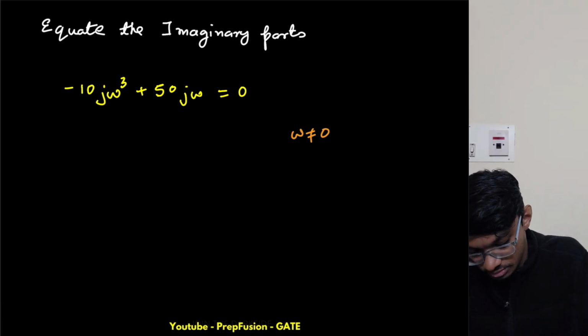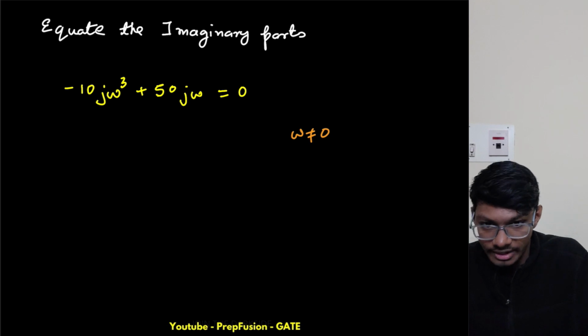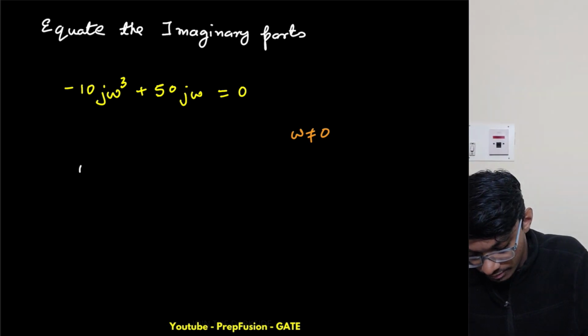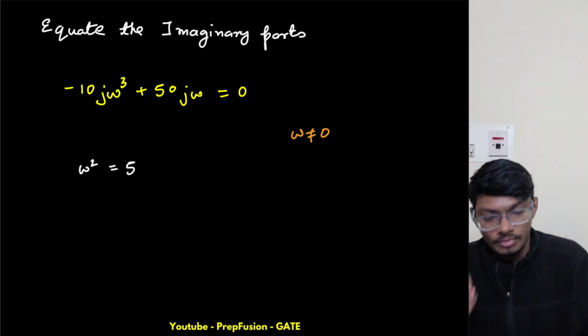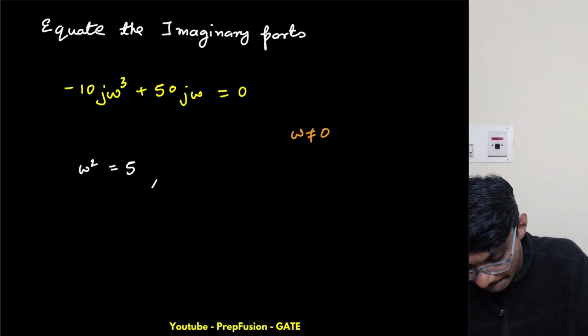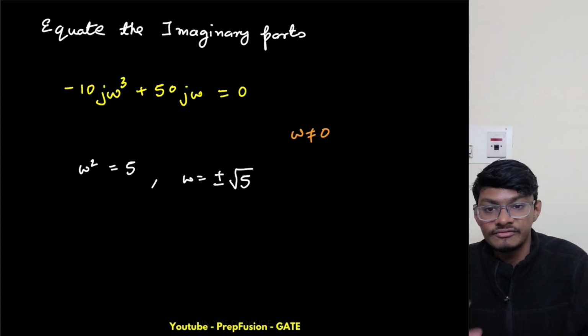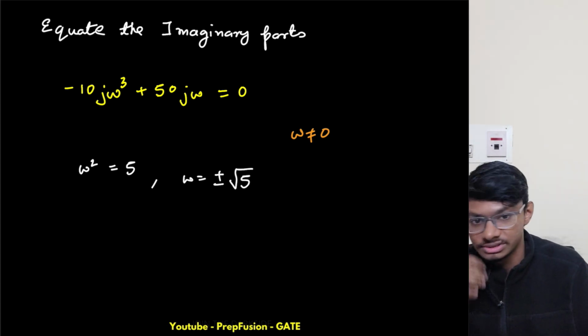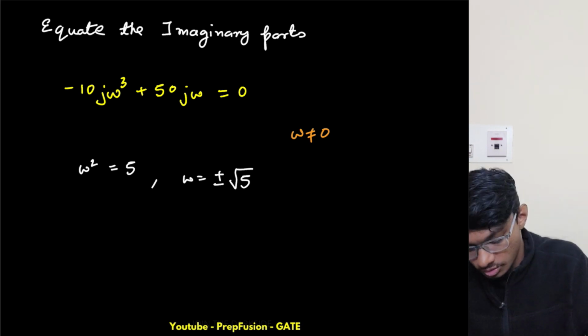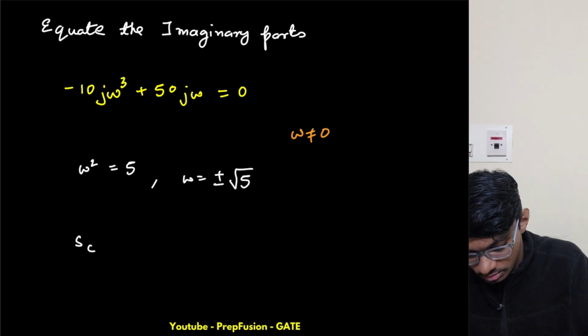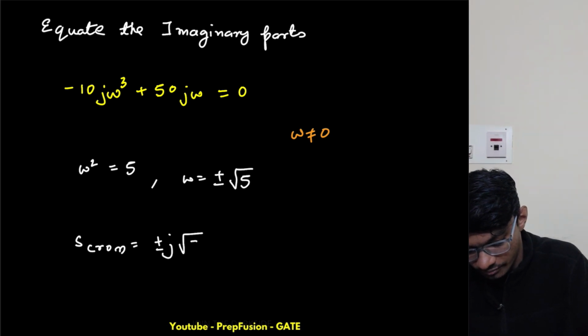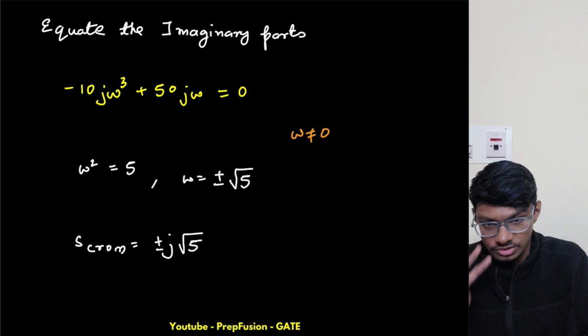So what is the solution? I will divide by omega on both sides. So I will have omega square equals to 5. So omega equals to plus minus under root 5. This is my frequency of oscillation, or you can say my crossover points. So s crossover equals to plus minus j under root 5, as s equals to j omega, right?